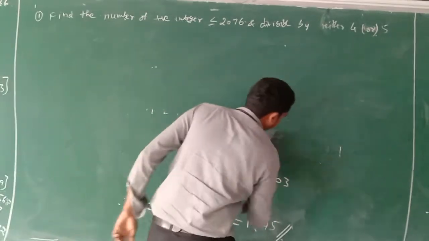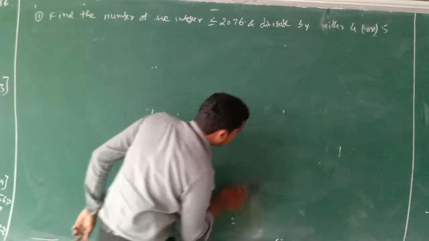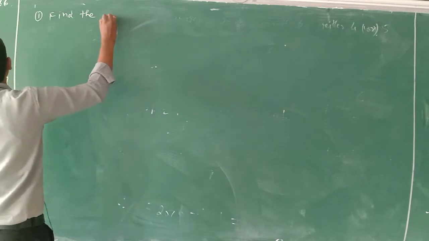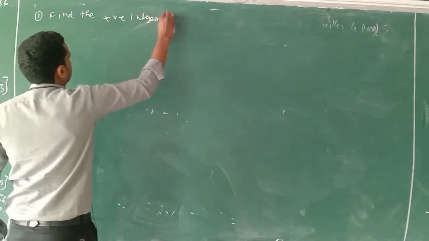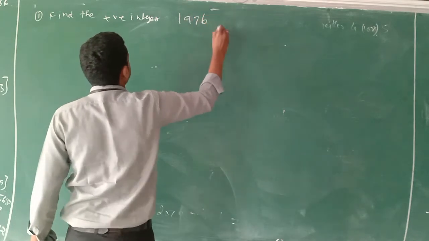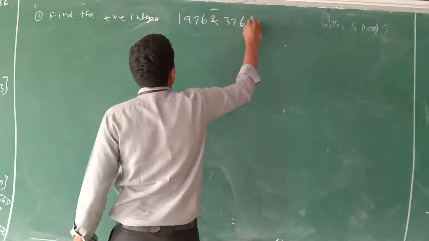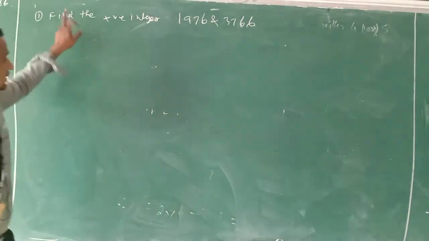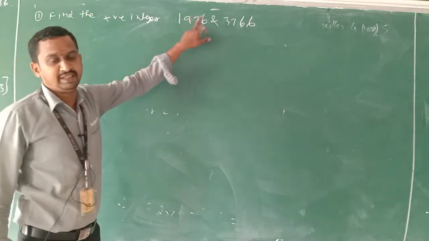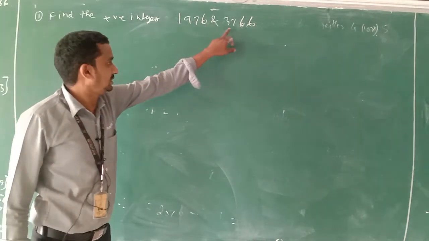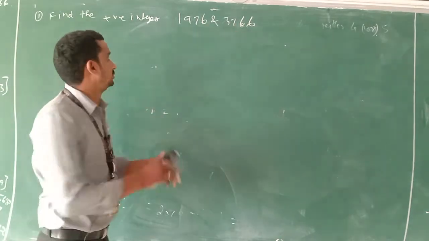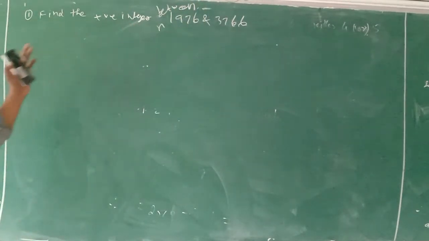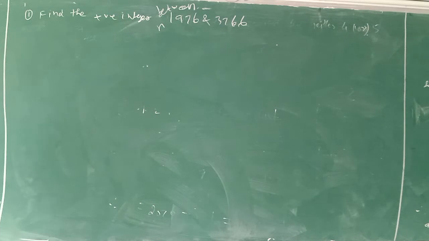So the next problem is: find the number of positive integers between 1976 and 3076. Find the number of positive integers between 1976 and 3766. Between these two intervals, how many positive integers are there? You can find out the solution.